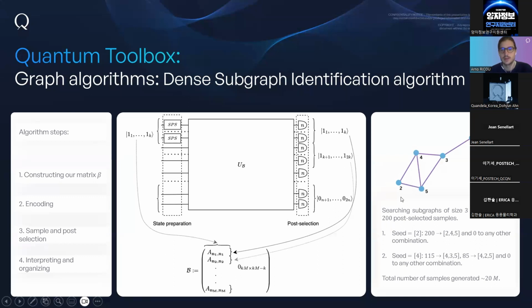And for instance, we applied it on this graph to find the densest subgraph of size 3. It's quite easy to see that the dense subgraphs of size 3 of this graph are located here: 2, 5, 4, and 3, 5, 4. And we see that given the proper seed, either seed 2 or 4, we manage to find this using this algorithm.